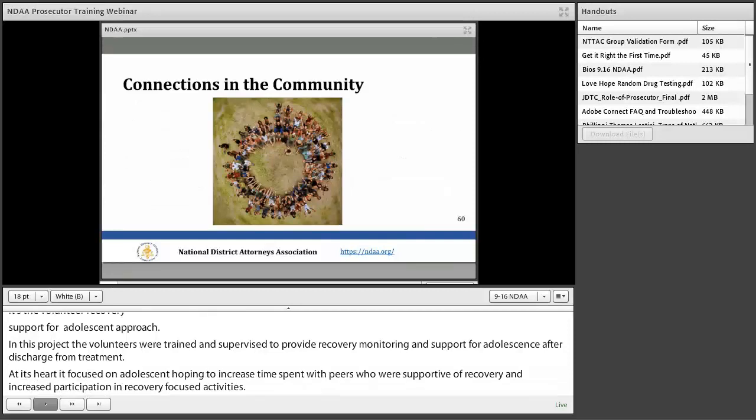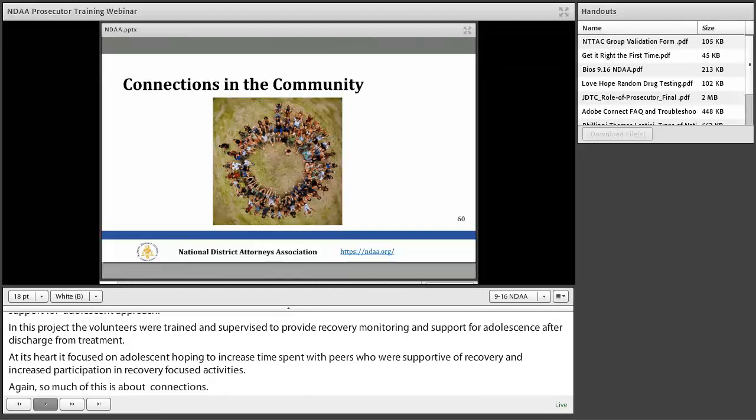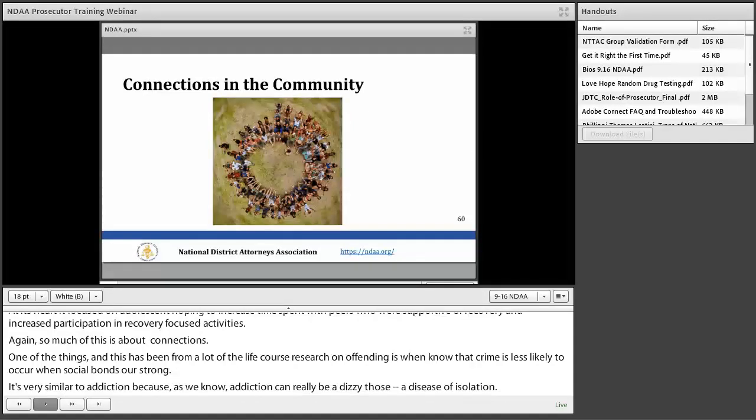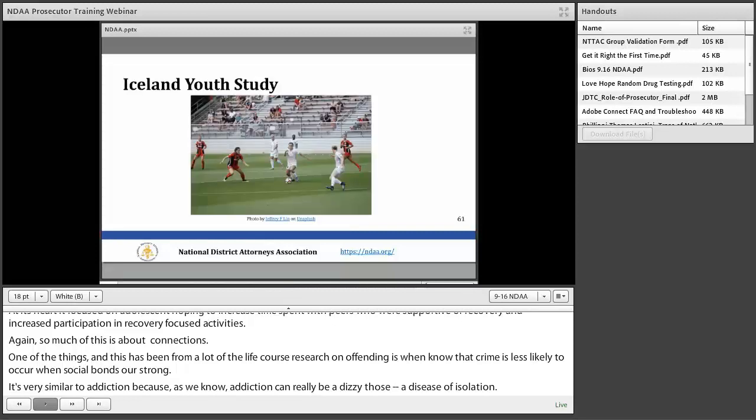One of the things, and this has been from a lot of the life course research on offending, is we know that crime is less likely to occur when social bonds are strong. And it's very similar to addiction because, as we know, addiction can really be a disease of isolation. So when we're increasing connections, increasing that positive support and positive sense of identity, we can have an impact on both offending and substance use.